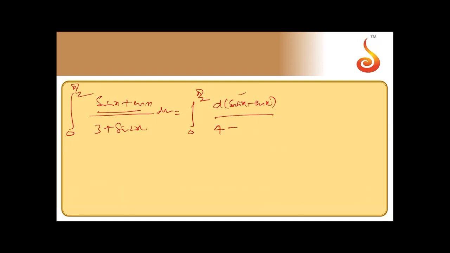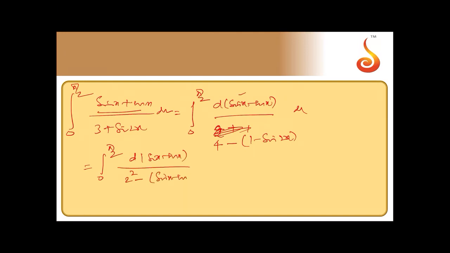Therefore, it can be written as 4 plus sin 2x. Sin 2x means 4, I think it can be written as 1 minus of 1 minus sin 2x. No. It can be written as 4 minus of 1 minus sin 2x. Yes, of course, dx. And therefore, that is equal to integration 0 to pi by 2, differential of sin x minus cos x divided by 2 square minus this also, sin x minus cos x taken whole square.